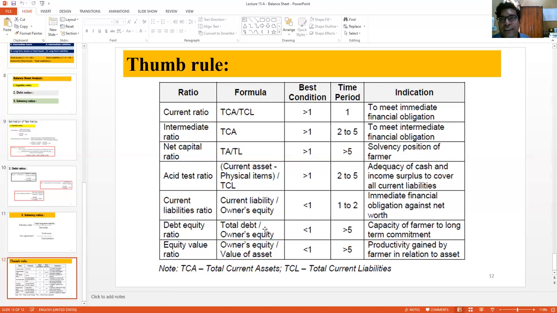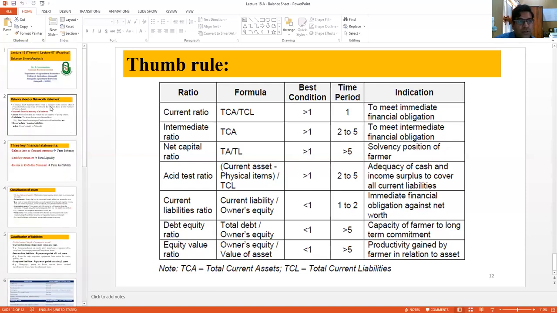He can aspire higher. He can establish greenhouse. He can take up orchard loan. He can invest in soil breeding. So all those long-term commitments, the farmer is in a position to deliver. And what we have? Equity value ratio, owner's equity net worth upon total value of the assets, less than one. It means what is the level of productivity gained by the farmer in relation to asset. Whether the asset has led to productivity or not, because whether the farmer is using all his assets effectively or not. If the farmer is using the assets effectively, then it must have given the farmer some kind of net worth. That is productivity, right?